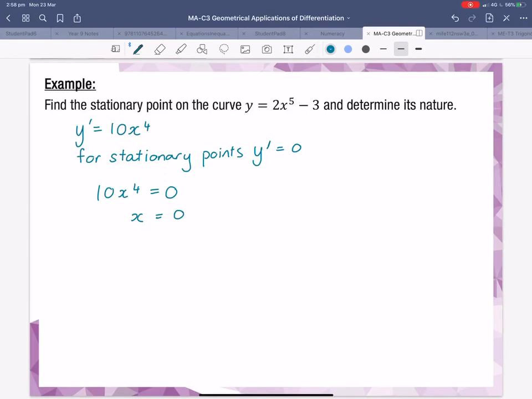It's also very convenient to substitute that value back into the original equation to find the y coordinate. So when x equals 0, y equals negative 3. So 0, negative 3 is a stationary point.